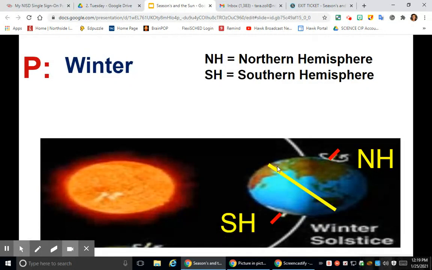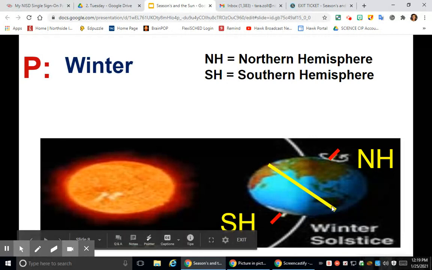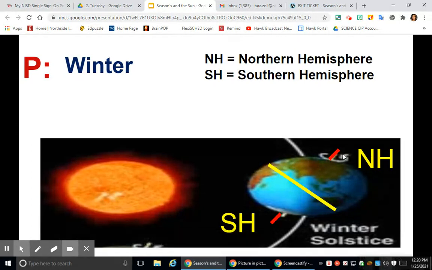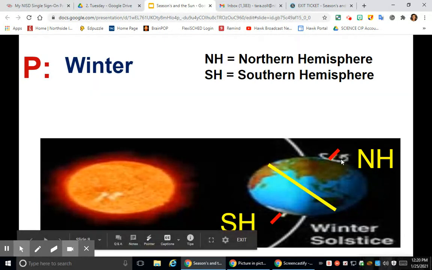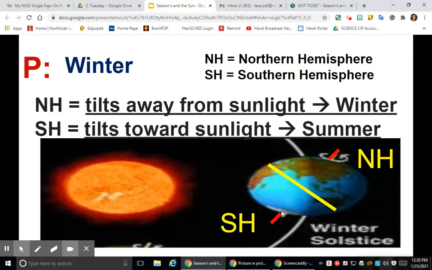Winter. So when do we experience winter? Well, here's the equator, and we are in North America, which is in the northern hemisphere. When the northern hemisphere is tilted away from the sun, so look at your imaginary axis, you see how it is tilted away from the sun, we are experiencing winter. And since your seasons are opposite, it's the southern hemisphere that's tilted towards the sun, so they have summer.